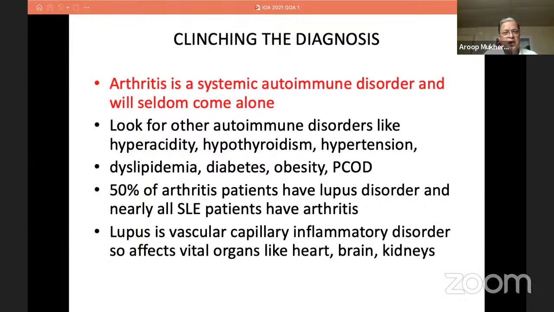50% of arthritic patients have lupus disorder, and nearly all SLE patients have arthritis. What is lupus? Lupus is an inflammatory disorder of the blood vessels, and blood vessels are supplied to all the vital organs of the body. So the neurologist is fed up of lupus, the nephrologist is fed up of lupus, the cardiologist is fed up of lupus. And the lower limb has inflammatory disorders that lead to clotting of the blood vessels in the lower limb, and this affects the heart, brain, and the kidneys together.